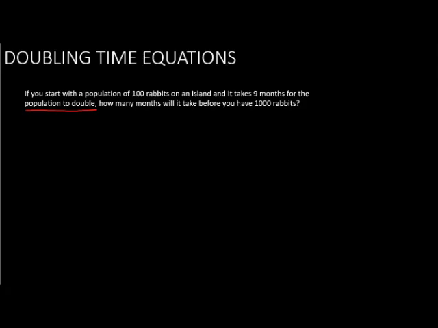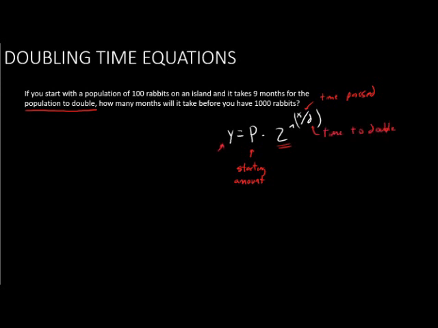If something is doubling, we'll instead use a doubling time equation, which is similar to a half-life equation with one key difference. The equation for doubling time is still y equals p times 2 raised to the x over d. Note that we are using 2 as our base rather than 0.5. However, p is still the starting amount. X is still the time that has passed. And rather than h, we have d, where d stands for the time to double. Y is going to be the new amount after that time has passed.